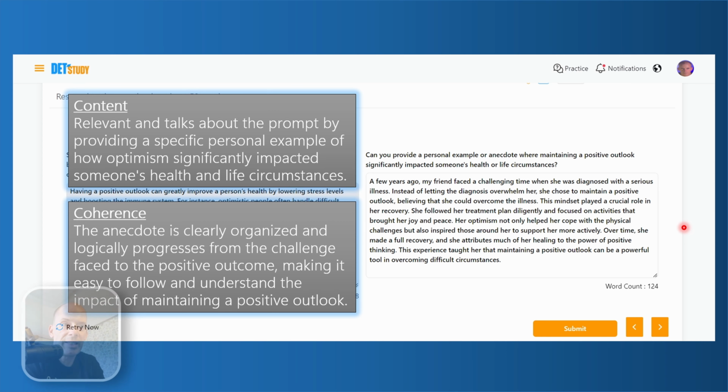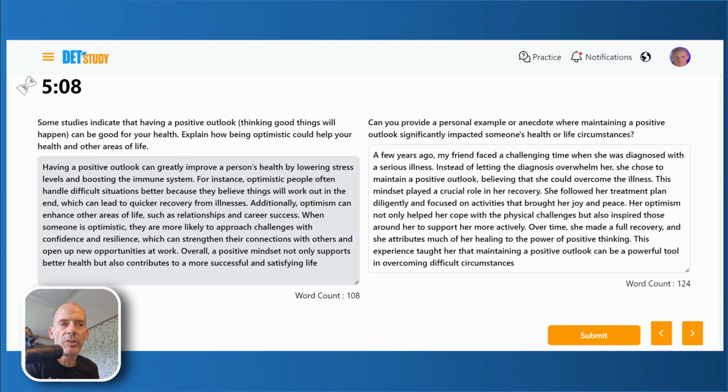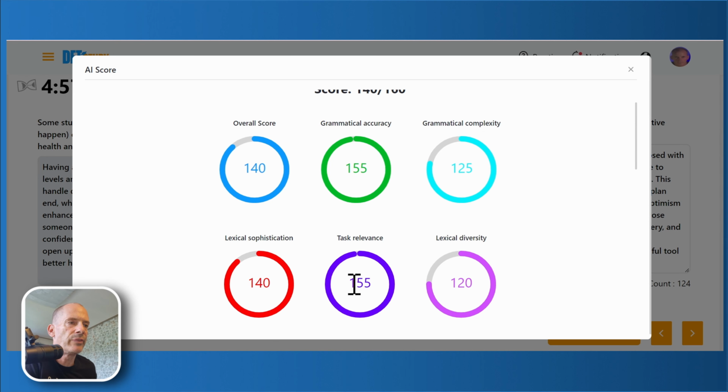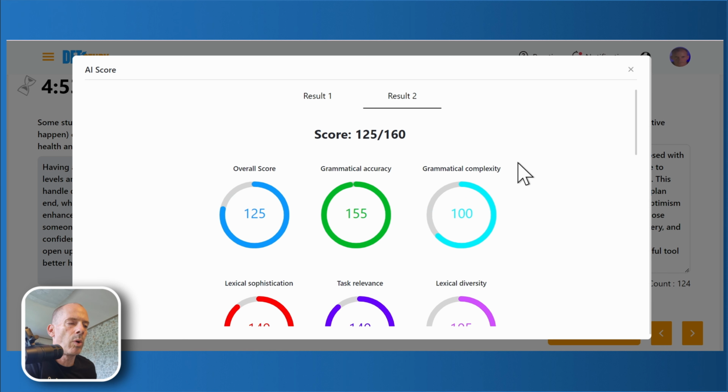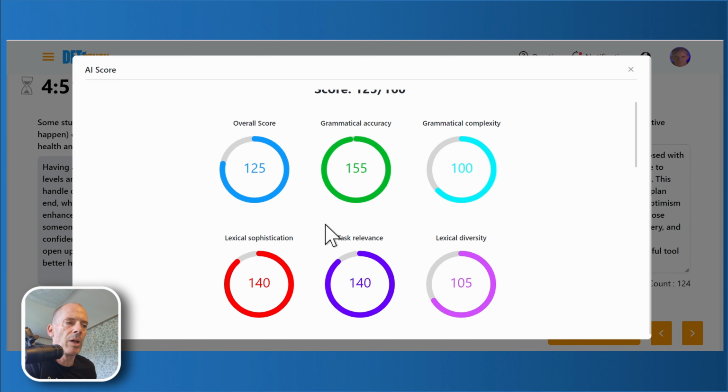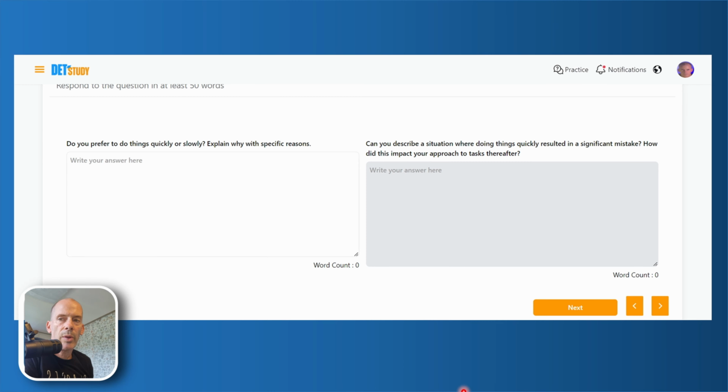Okay, now let's see how this scores with AI. That's the important payoff, isn't it? Okay, good. So we've input the responses for both exactly as we read them. And let's see how this scores with task relevance. For the first response, we got a 155, an overall score of 140. For the second response, we got a 140, a little bit lower here, but the overall score was great as well. Okay, question number 2.